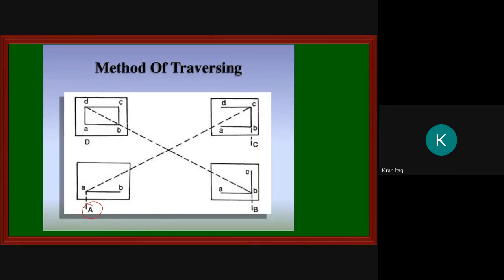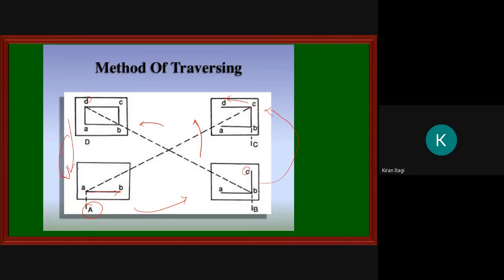See here, first I have kept station A, then I have bisected B, measured the distance between A and B, then I have got the station B. Okay. From B, what I will do? I will see station C and I will see station D. Then again I will change my station, I will go to station C, then I will bisect the station D. Then I will go to the station D. We are doing the traversing from one station to another station.